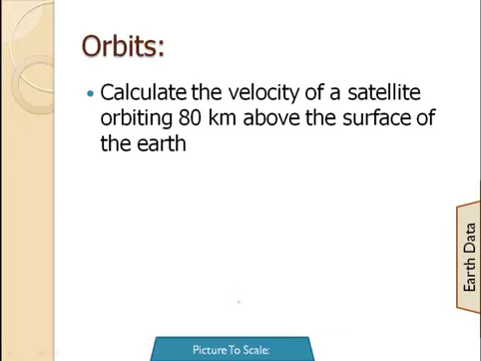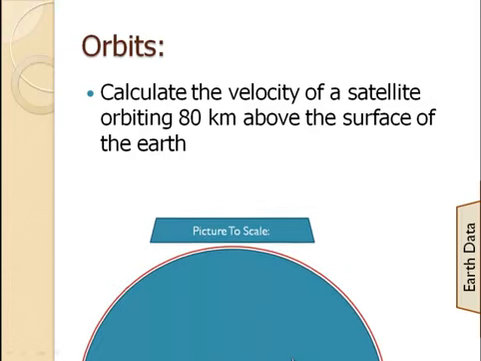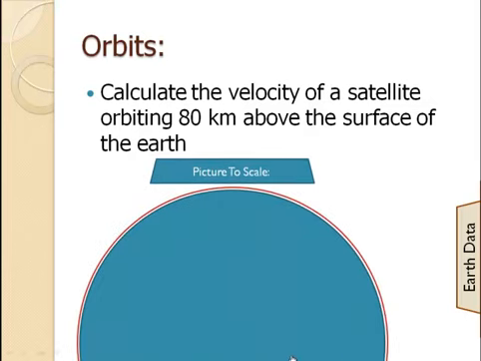So let's now use that formula to calculate how fast a satellite orbits around the Earth. Let's start by looking at a satellite that is orbiting at a height of 80 kilometers above the surface of the Earth. To give you some idea of the scale, if the Earth was that blue circle, another additional 80 kilometers, though it sounds really high, is pictured by that red orbit around the Earth.